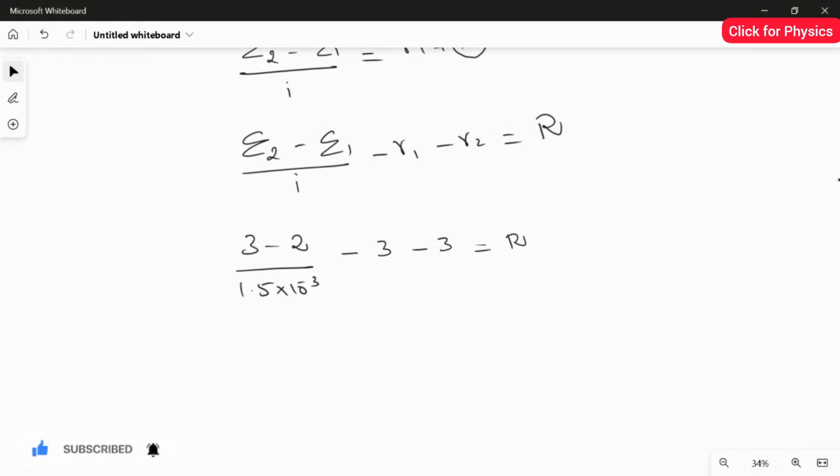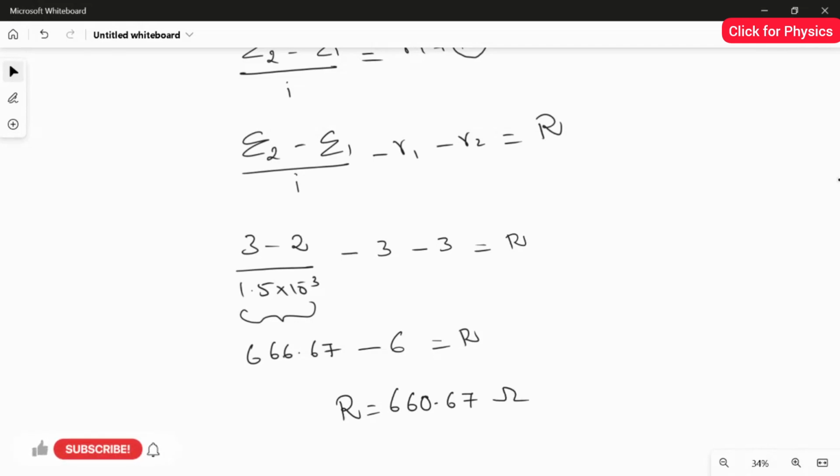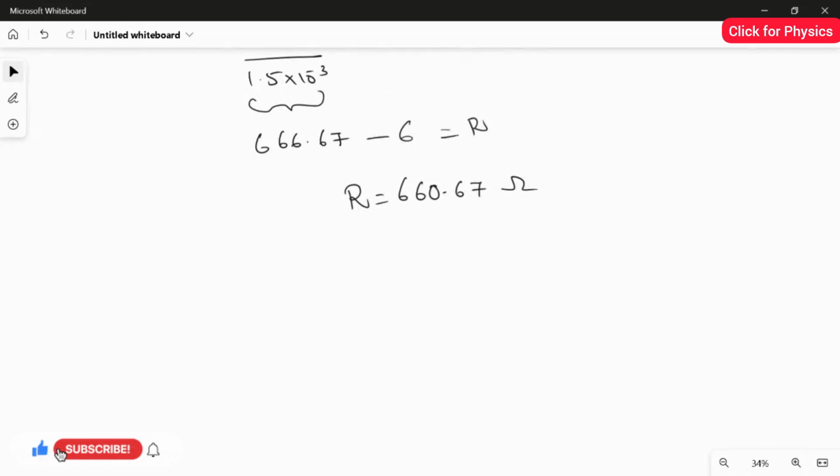So I have to find the answer here. 3 minus 2 over 1.5 times 10 power minus 3. In this place I got 666.67, and this one is minus 6, which is equal to R. So when you subtract, you will get the answer as R equal to 660.67 ohm.